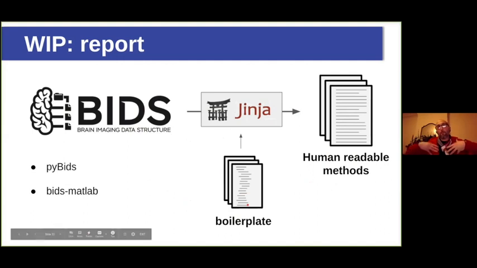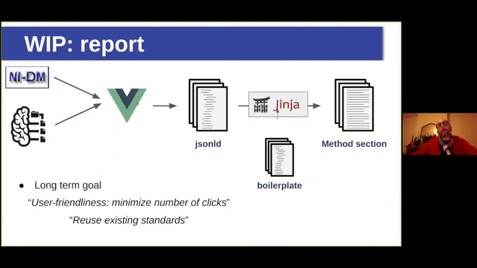Then that would allow us to move on to something a bit more complicated. And another reason why we want to have a BIDS data set as input in our workflow is that in the long term, we also want to improve the user friendliness of the app. And one way to do that is to minimize the time people spend on the app, right? So minimize the number of clicks people have to do when they are using the app.